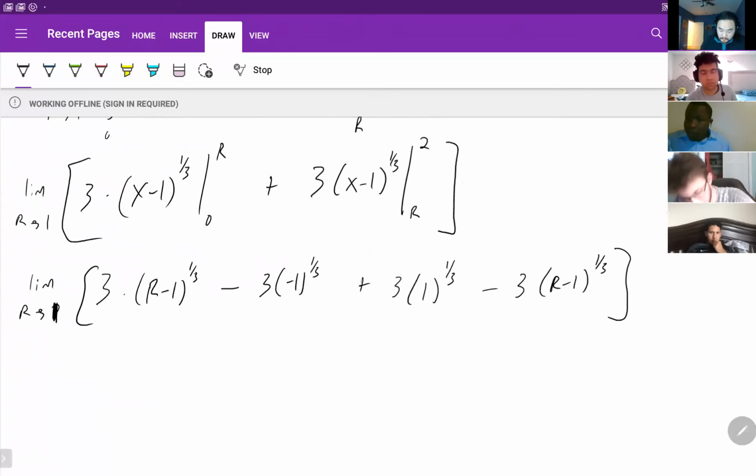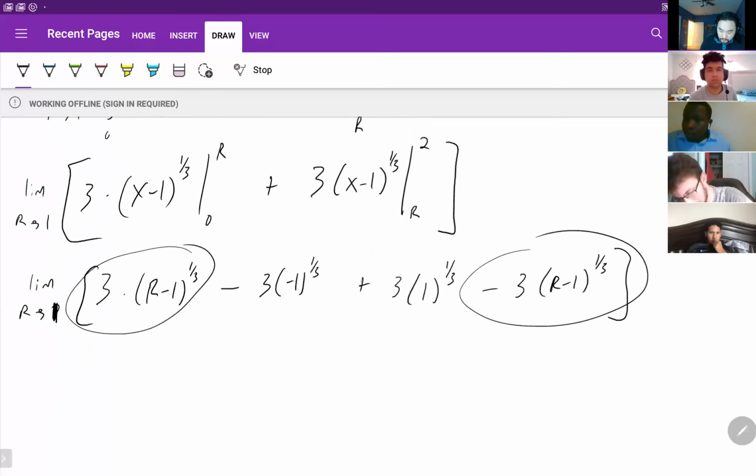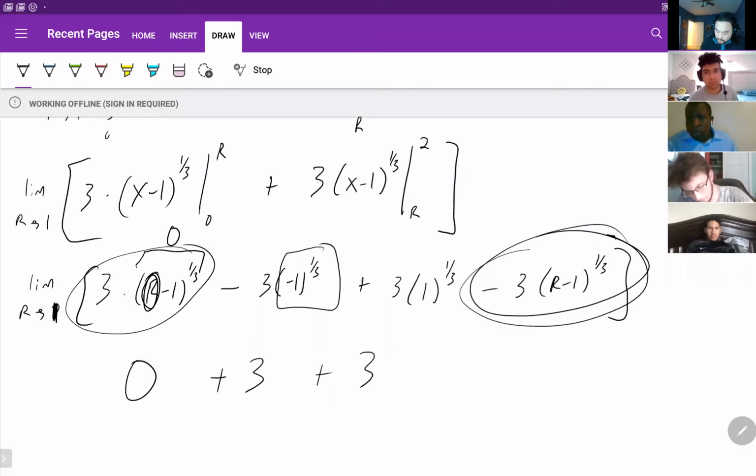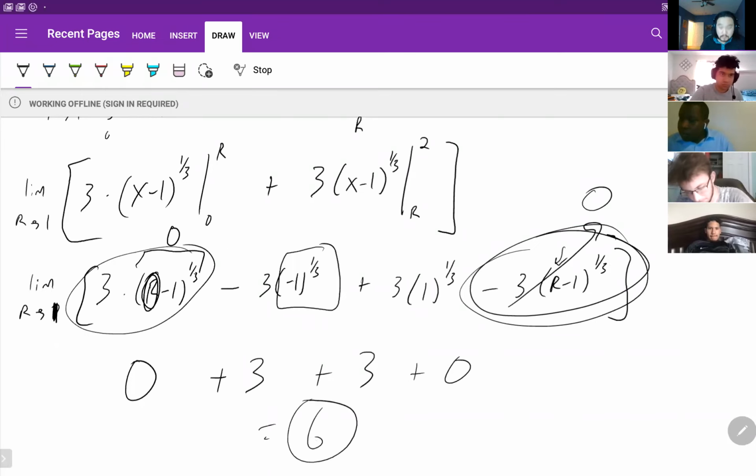And then now you compute the limits, right? So this guy, anything with the r in it, you're going to compute the limits. The first piece, it looks like it goes to 0, right? Because as r gets closer to 1, this gets closer to 0 times 3, which is 0. So I get 0 minus, what is the cube root of negative 1? That's just negative 1, so that's 3. Plus, what's the cube root of 1? That is another 3. The last piece, as the r gets close to 1, it looks like this also gets closer to 0, right? So it looks like my answer is 6.